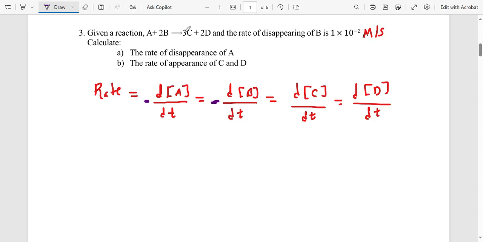And then another thing you do is that for those reactants or products that have a coefficient, the coefficient goes in the denominator. For example, B has a 2, so that 2 will go in the denominator. C has a 3, the 3 will go in the denominator. D has a 2, it will also go in the denominator. So this is how you find the rate. So for us to answer question A, we've been told that we want to.